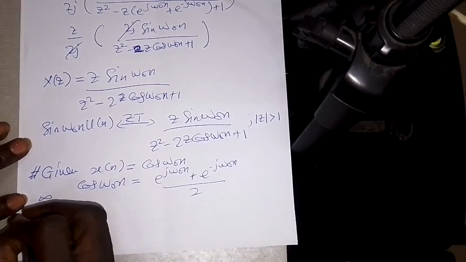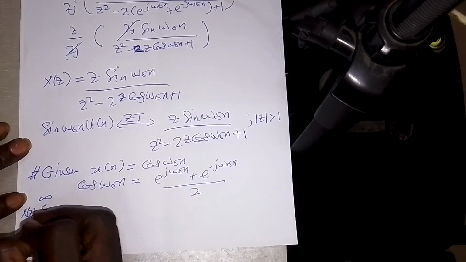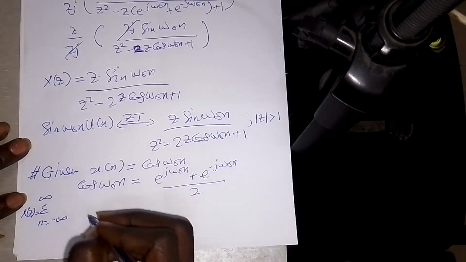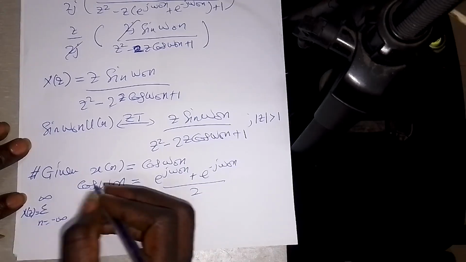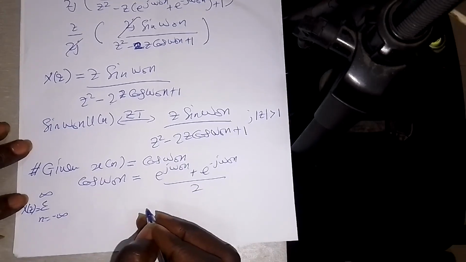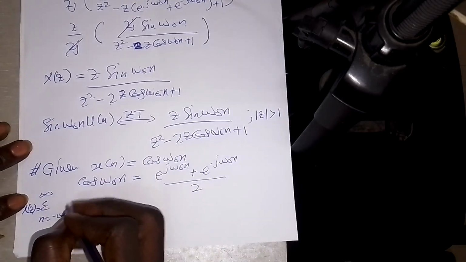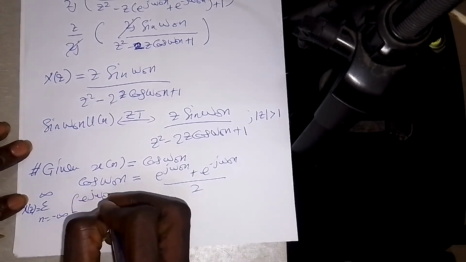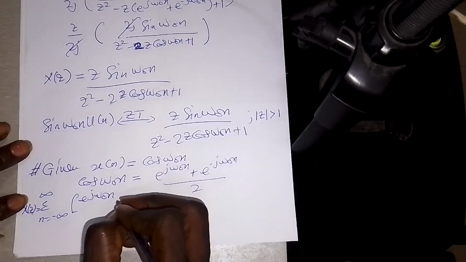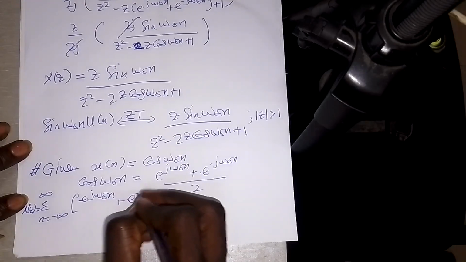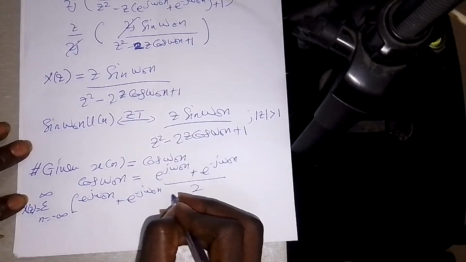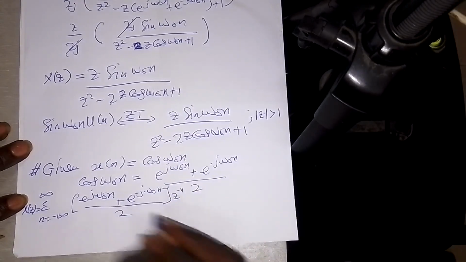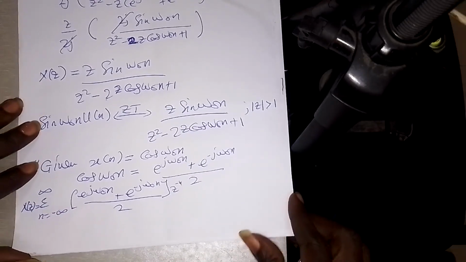Now if we put this into our series, we have X of z equals the sum from n equals minus infinity to infinity of e^(j omega naught n) plus e^(-j omega naught n), into z^(-n), over 2. So this is what we're going to get.